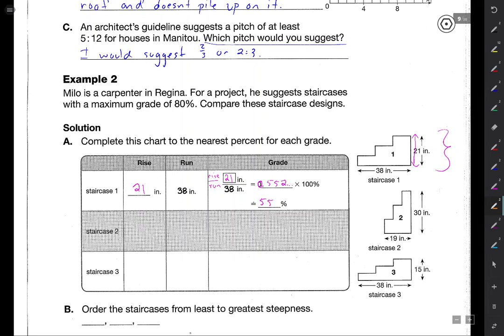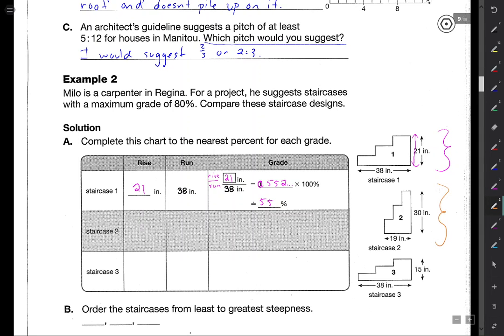For staircase number 2, we're going to do the exact same thing. Our rise this time is 30, and our run is 19. So we're going to do rise over run, so 30 over 19. If we plug that into our calculator, you're going to get 1.578, and that'll keep going on forever. Let's turn that into a percent. So we are going to times it by 100%, and we should get 158%. That's the grade. That's a huge grade.